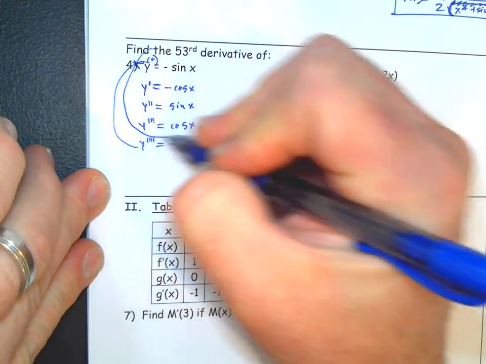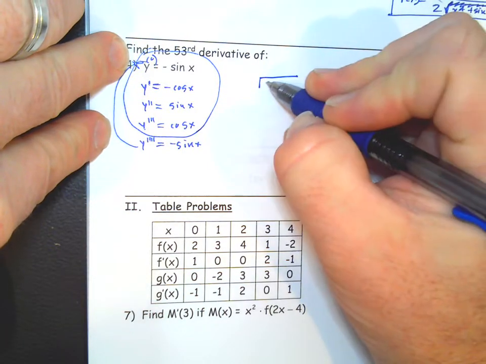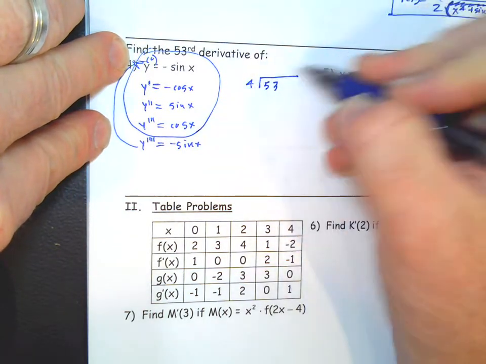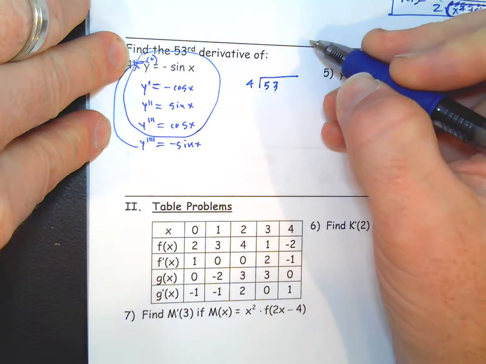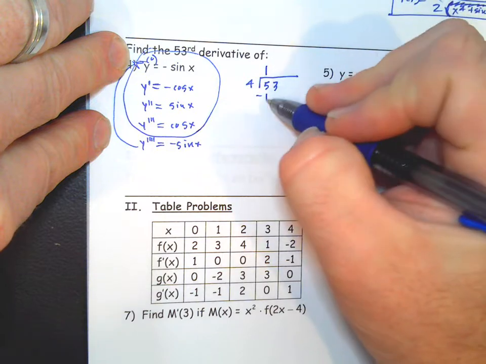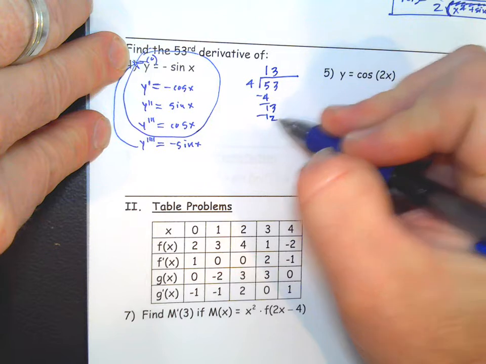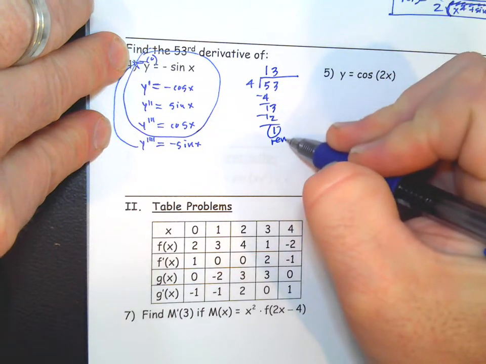I'm going to repeat it. So this is the pattern. It's groups of 4 and it repeats. So let's figure out how many full groups of 4 we can take out, and the remainder is going to be the clue as to what is left. So 4 goes into 5 one time. A long division, 4 goes into 13 3 times. And the remainder is 1.